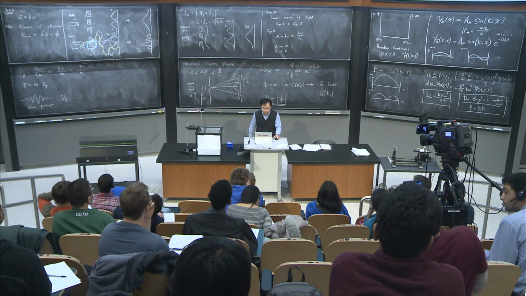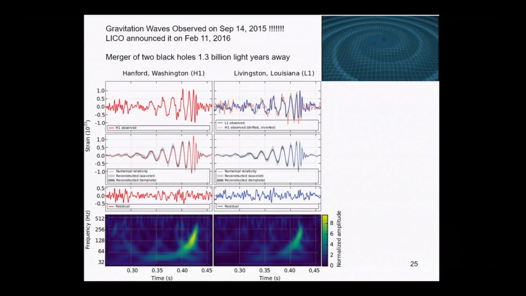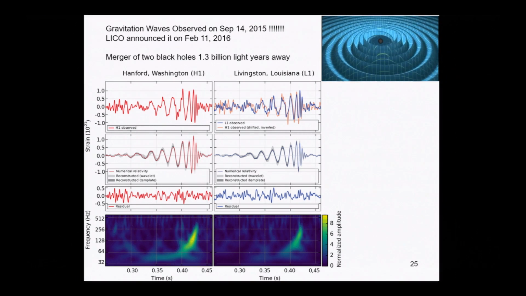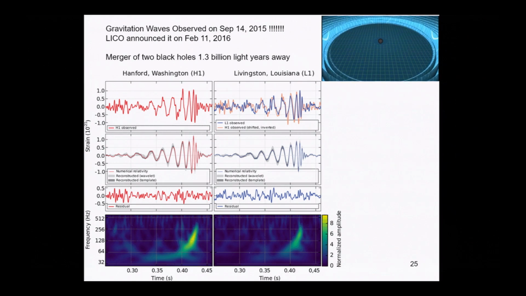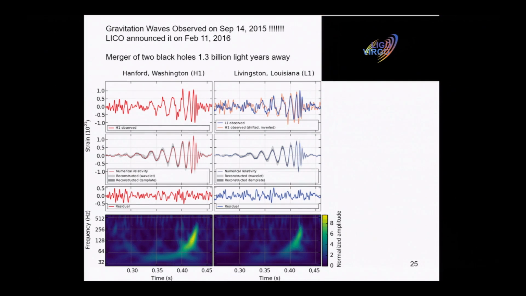And this is the experimental result. Look at this. You can see that LIGO actually achieved the sensitivity. The gravitational wave was first observed on September 14, 2015. And LIGO announced that on February 11th, earlier this year, right?